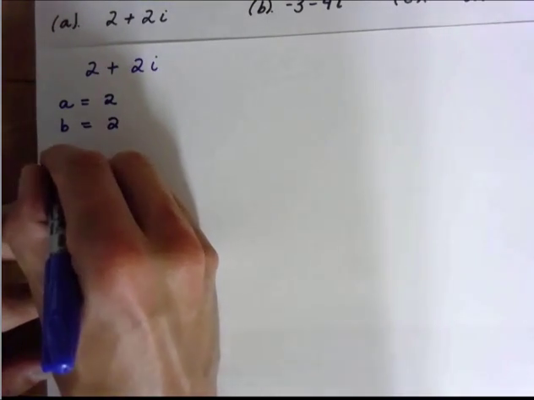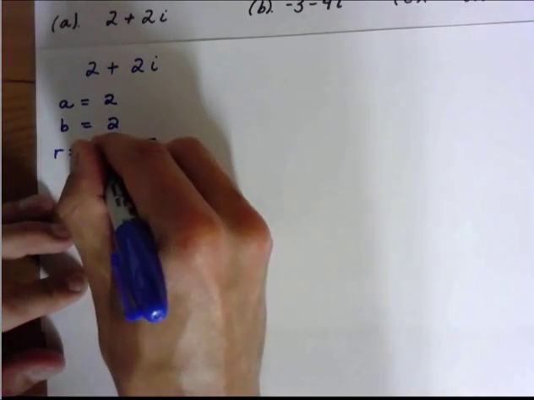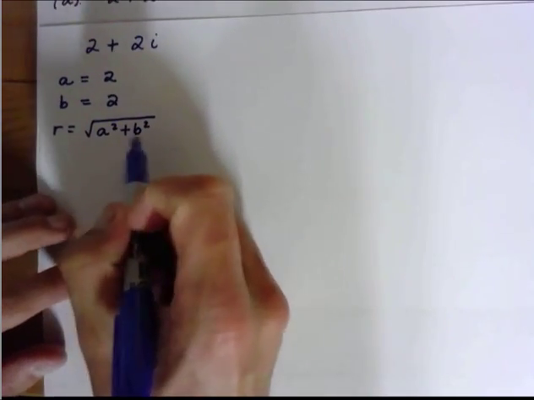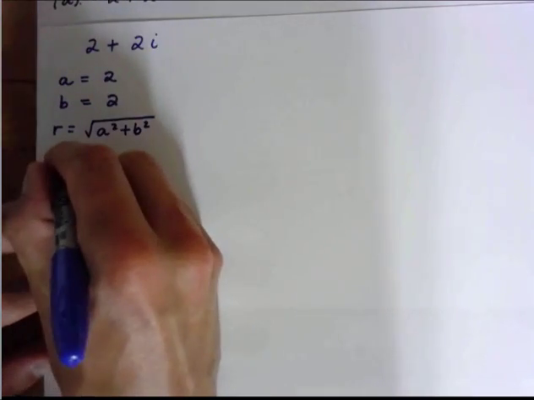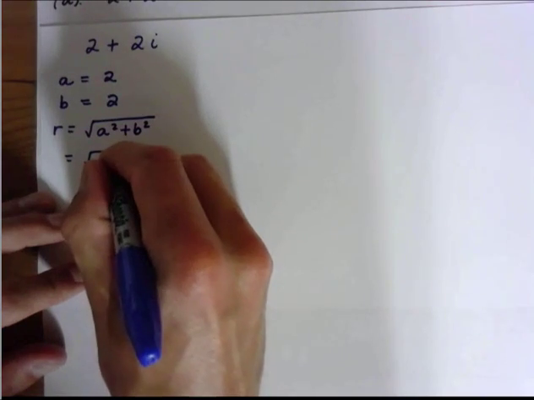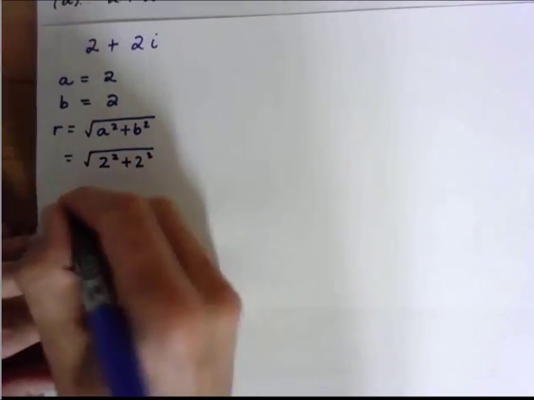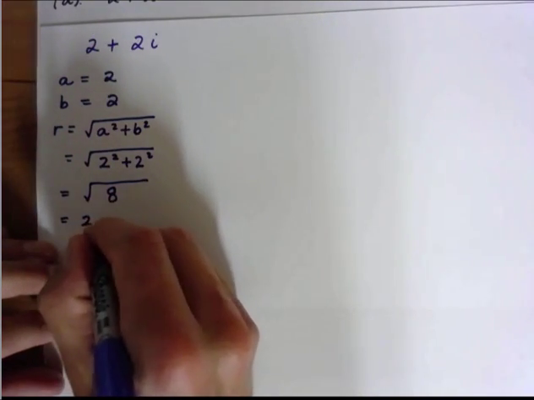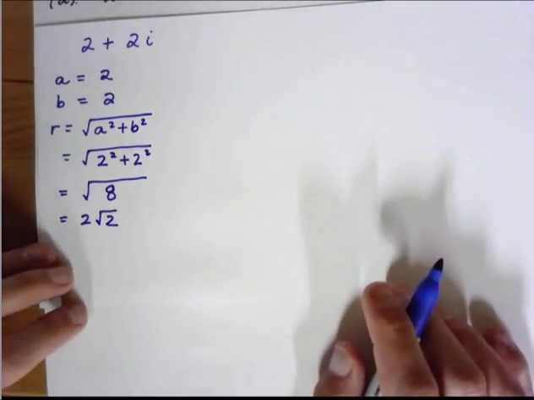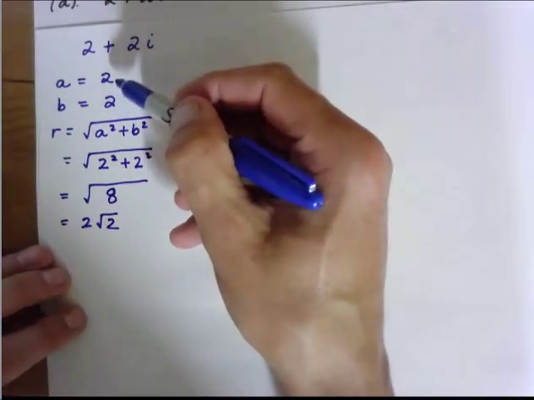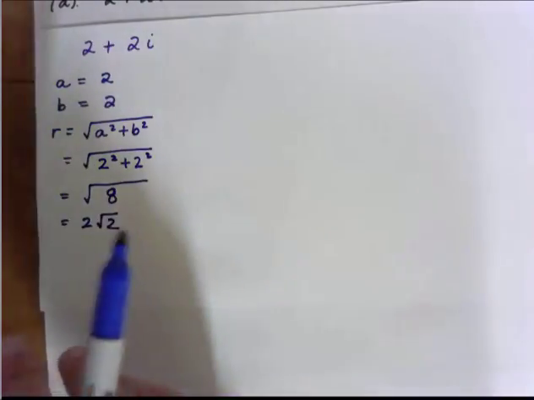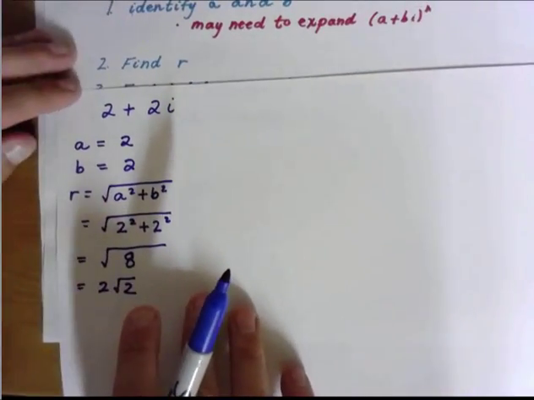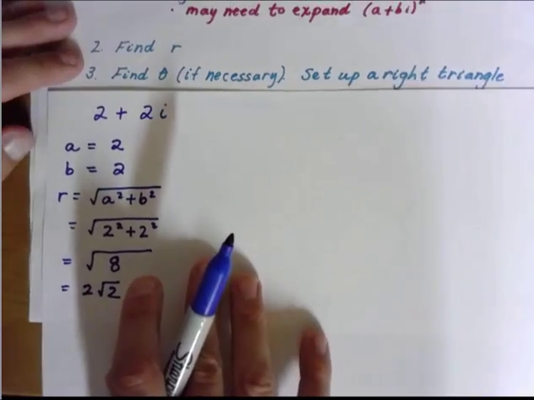Now I know that r, the modulus, is equal to the square root of a squared plus b squared. In this you can ignore the sign because you're always squaring those two numbers, so just ignore whatever sign these are for r. So you're going to have the square root of 2 squared plus 2 squared. That is equal to the square root of 4 plus 4, which is 8, or 2 root 2 after simplifying. So now I have my a and b, and there's my r value. If I look at where I am in the process, I've done r. Now I need to find my theta.